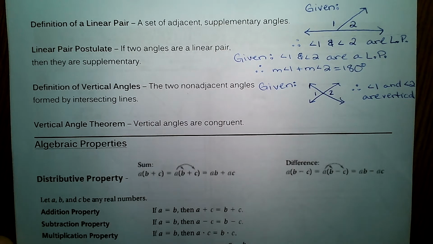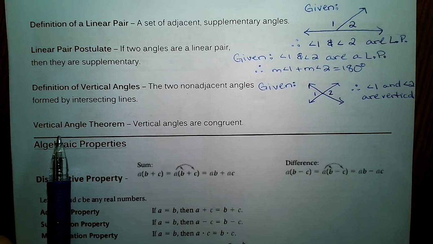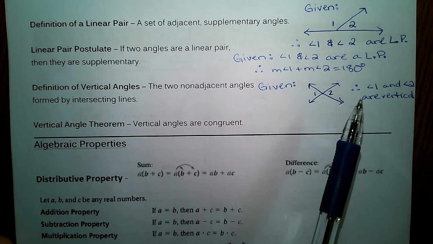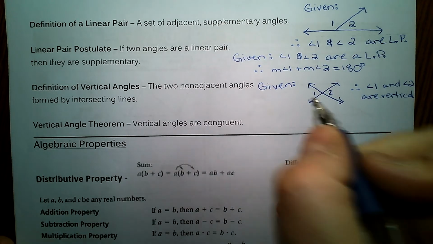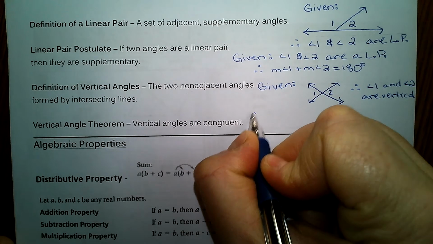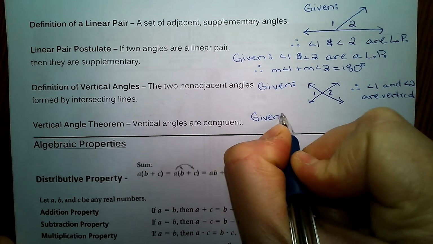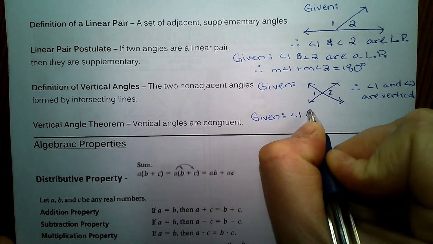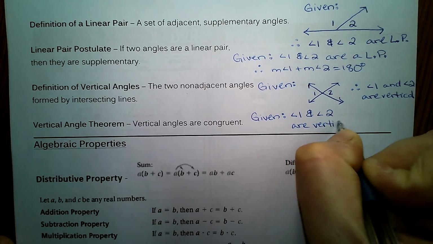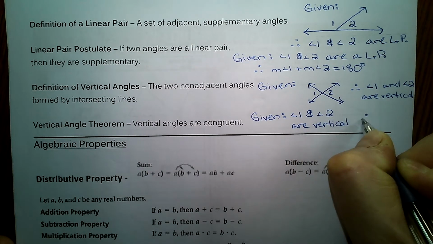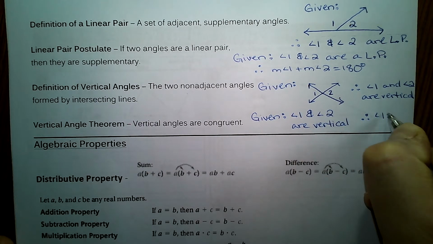Now, what would I do with that information? I would apply the vertical angle theorem. Now that I know they're vertical, I can conclude that vertical angles are congruent. So it's just a change in what's given. Given angle 1 and angle 2 are vertical. Conclusion, angle 1 is congruent to angle 2.